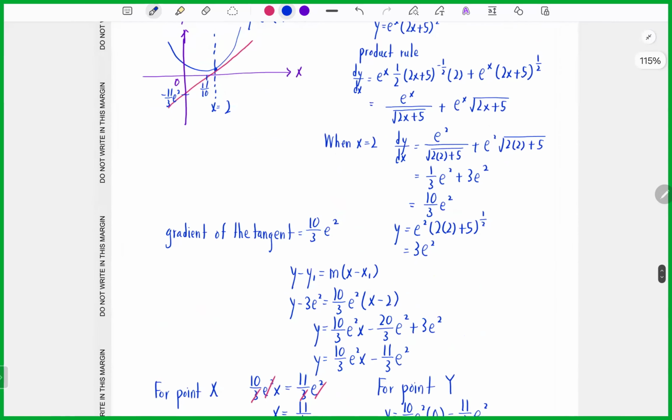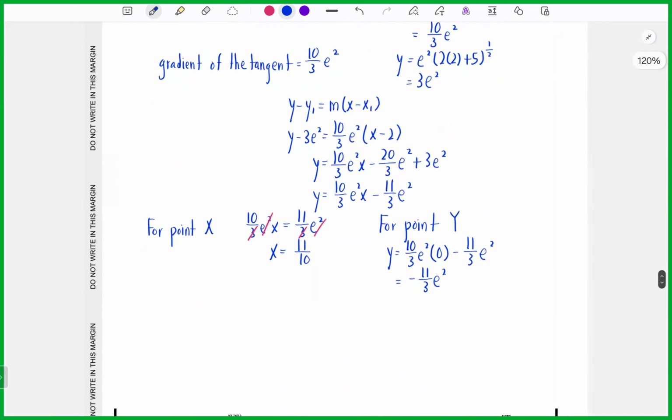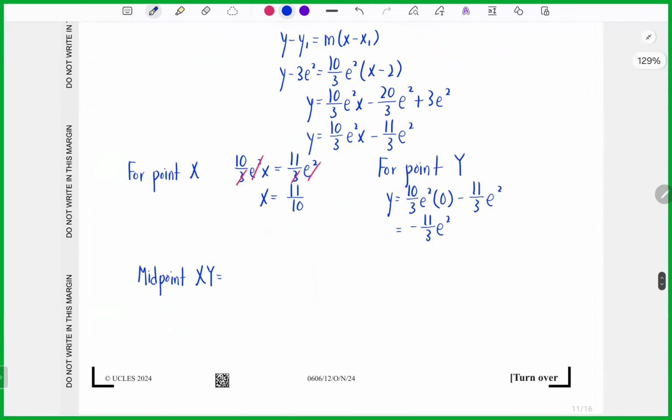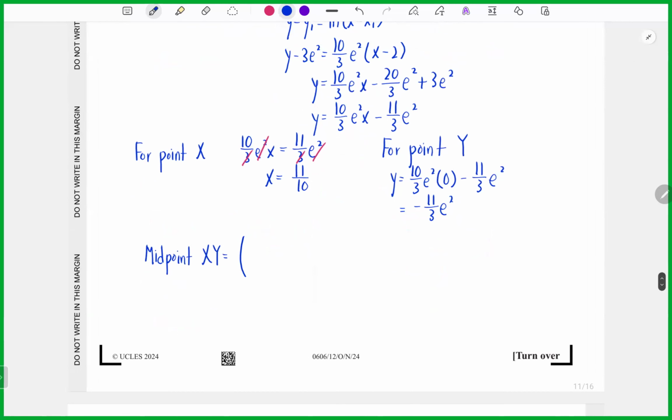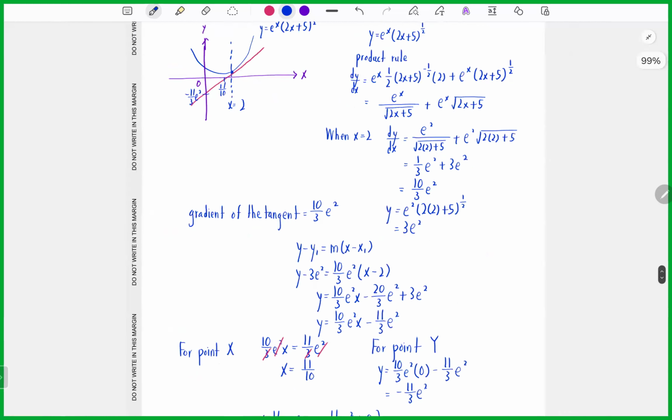So now we're trying to find the midpoint of xy. Midpoint of xy equals, okay, 11 over 10 plus 0 divided by 2, and negative 11 over 3 e squared plus 0 divided by 2. So you will get the answer: 11 over 20, negative 11 over 6 e squared. Okay, so this is your answer.